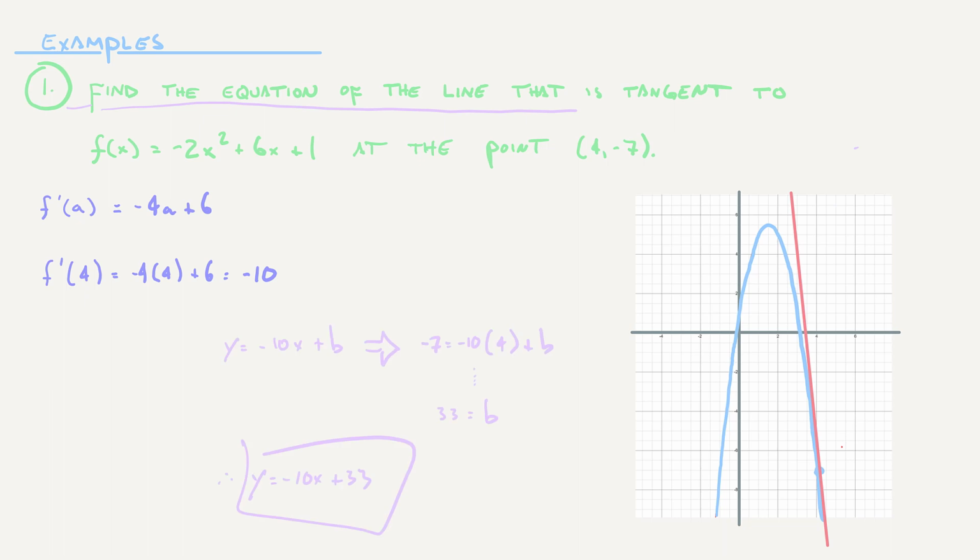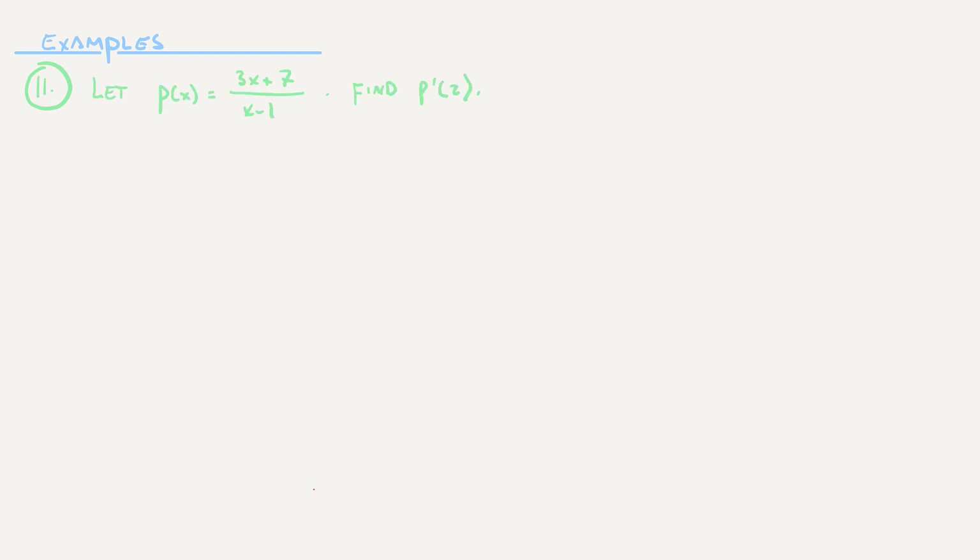So this is just normal y equals mx plus b stuff. I know m, the slope at the point (4, negative 7), is negative 10. So I plug that in for m. And then I'm going to plug this point in for x and y respectively. So x goes here, y goes here, and then I can solve for the y-intercept. And I found that that is 33. So the equation of this line is y equals negative 10x plus 33. And that is the equation of the line that is tangent to f of x at the point (4, negative 7).